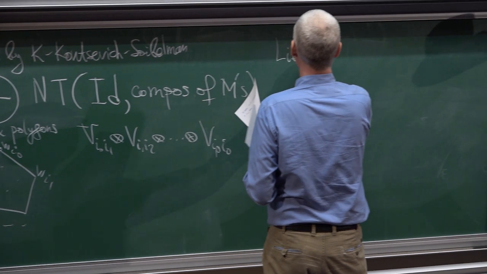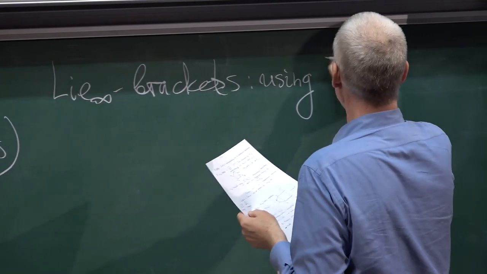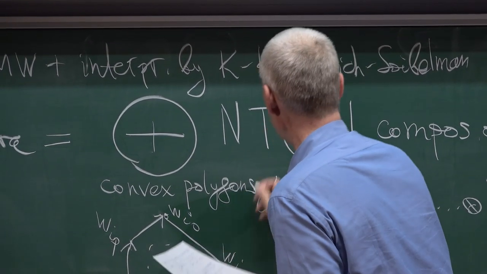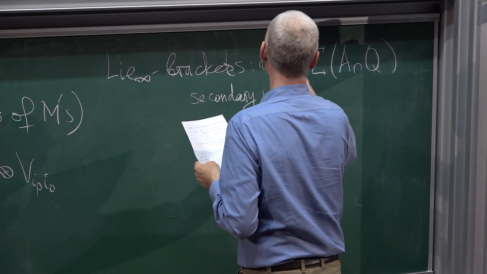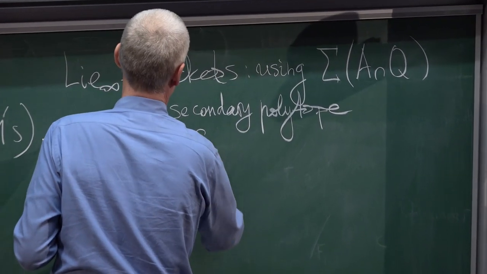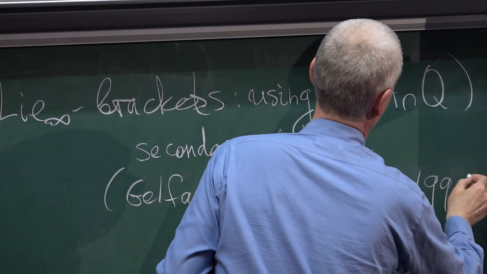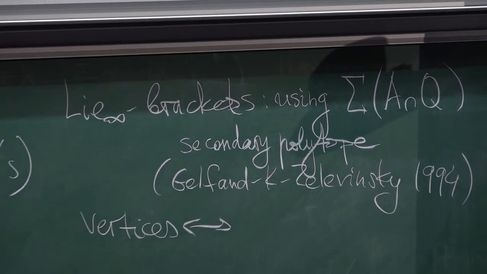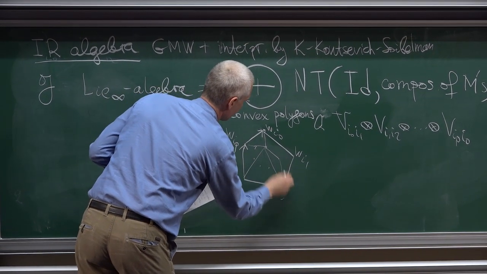There are different types of Lie infinity brackets, using the concept known as the secondary polytope, sigma of A. So a convex polygon, say Q prime, but let me write just Q. So such subpolygons Q, sigma of A intersected with Q. It's a secondary polytope, which was introduced by Gelfand, in work of Gelfand and Zelevinsky, I don't know, 94 maybe. So it's a polytope whose vertices correspond to triangulations of this polytope into triangles whose vertices are inside this set.